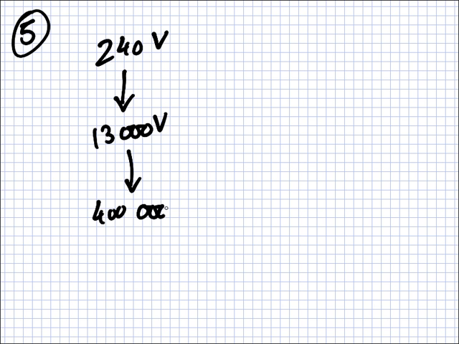In the picture below, find the current in each part of the process. Note that the final current is 13 amps. Okay, so if we go backwards, we start off with 240 volts, and then previous to that was 13,000 volts, and then previous to that was 400,000 volts, and then previous to that was 12,000 volts. And in this picture here, you get 13 amps.